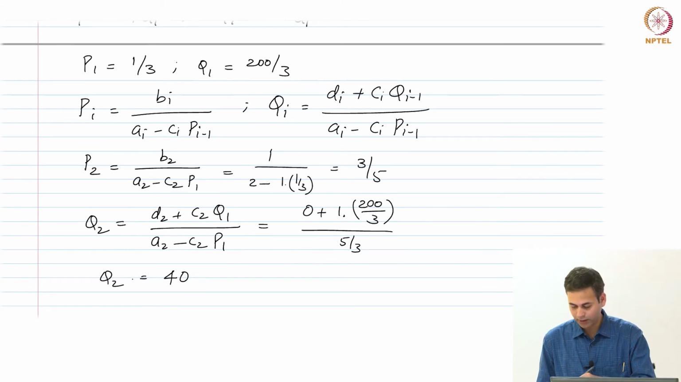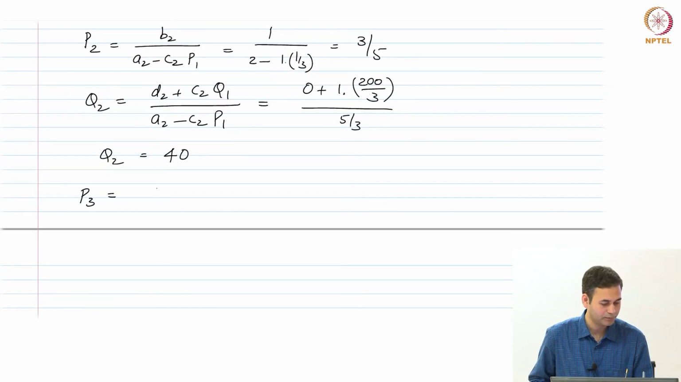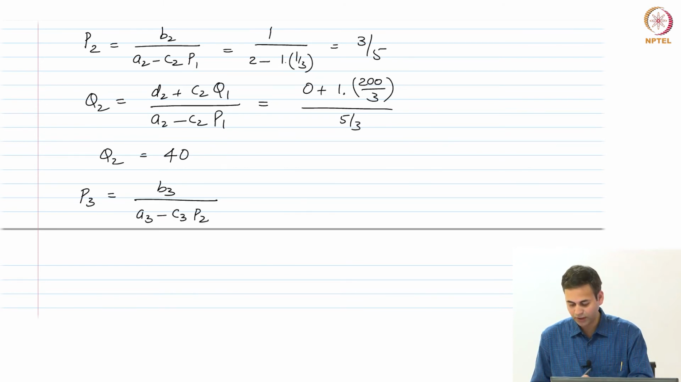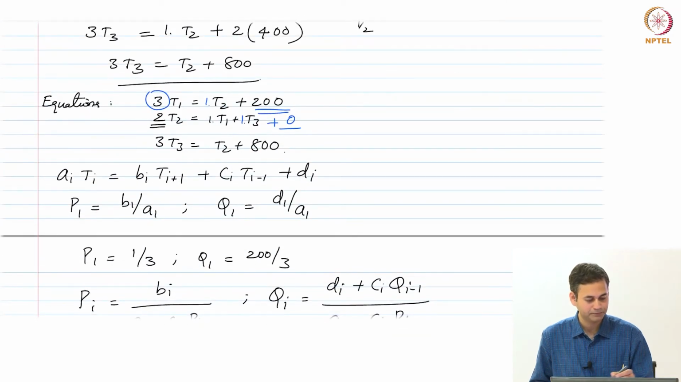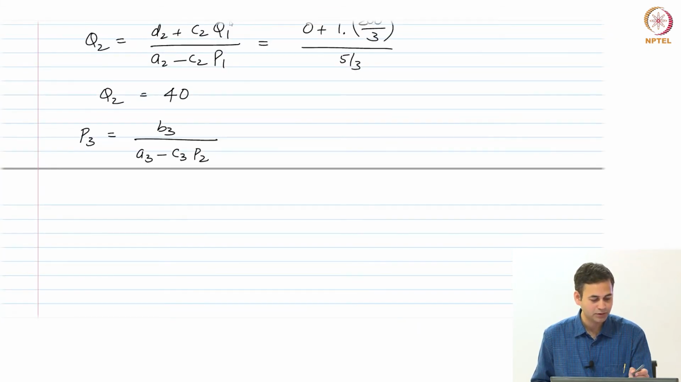All right, now what about next values? P3 is B3 by A3 minus C3 P2. How much is B3? B is the coefficient of Ti plus 1. So, we are looking at T3, what would be the coefficient of T4? 0, right? Do you remember we said Pn equals Bn equals 0? We cut off the links to the outer cell. So, P3 is 0, because B3 is 0.